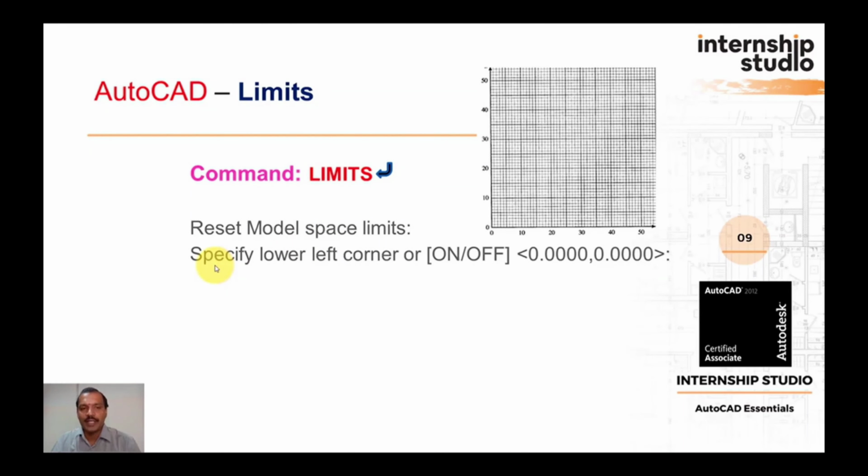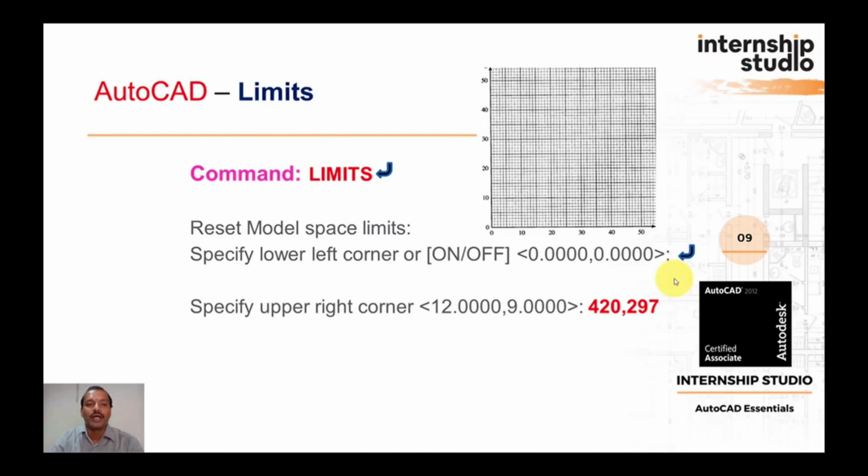Once you give the limits command, it will ask to specify lower left corner. Imagine this is your graph sheet. On the graph sheet, generally the lower left corner will be our reference 0, 0. You can see here it is already 0, 0, so for the lower left corner you need not set anything. Just give enter. Then you have to specify the values of the upper right corner. It is asking for the upper right corner. Default values are 12, 9. So we need to specify the A3 paper size: 420, 297.